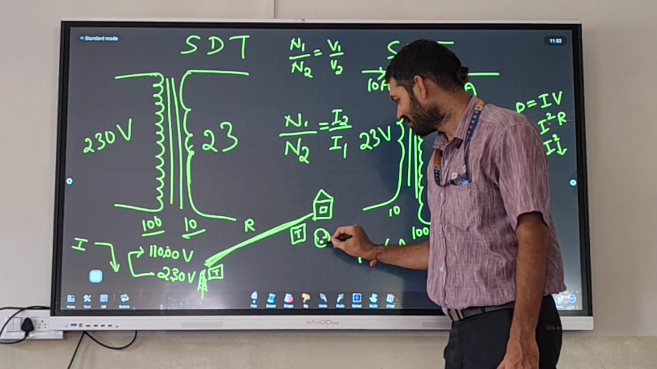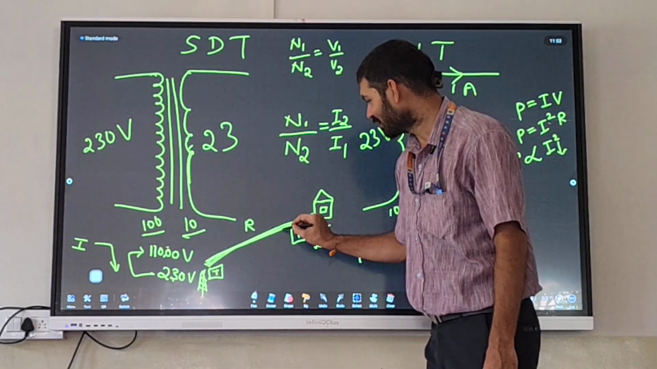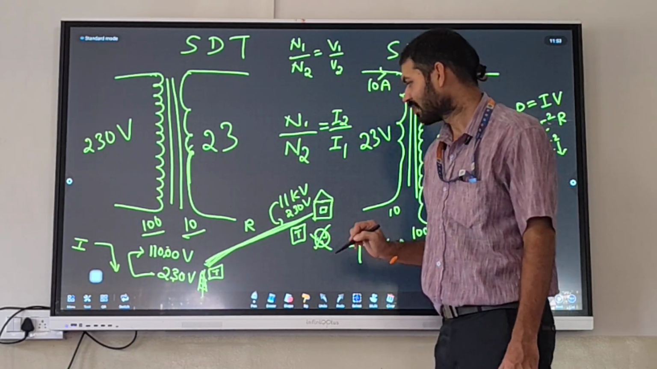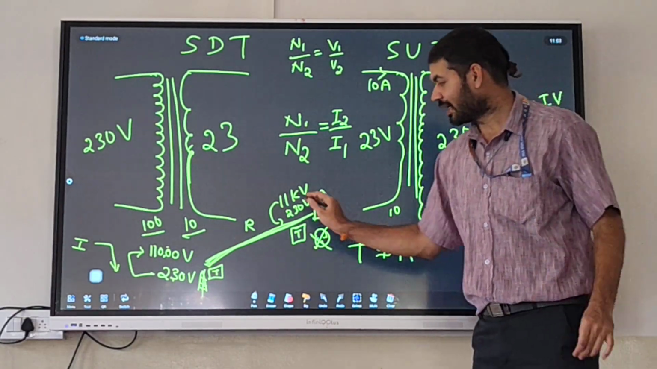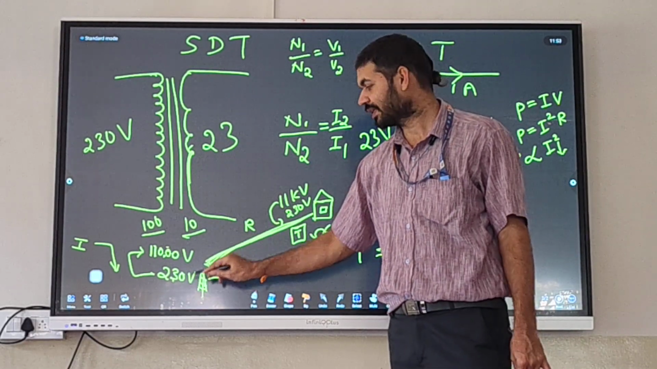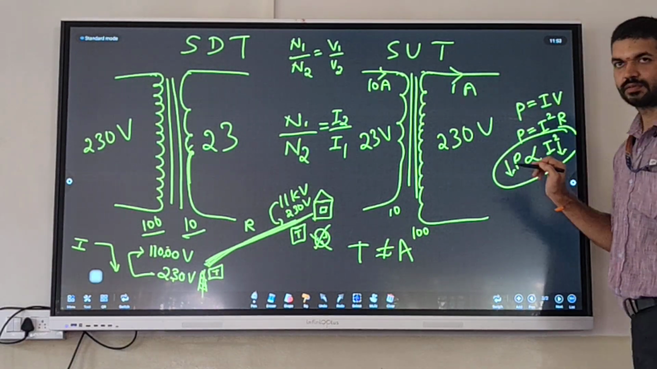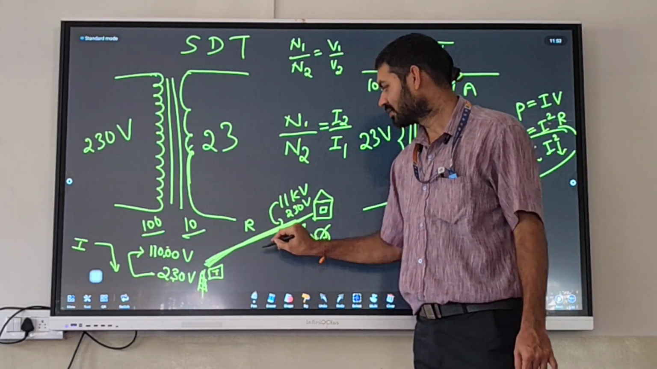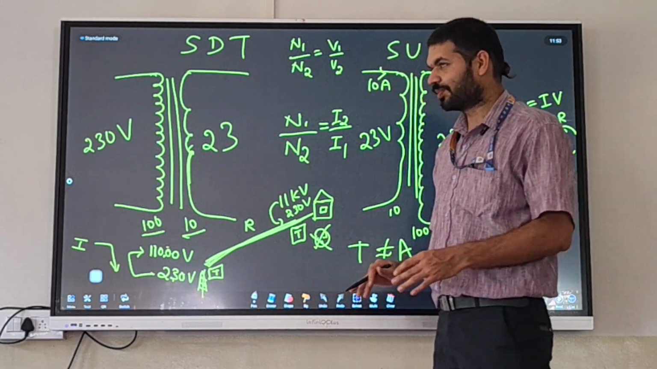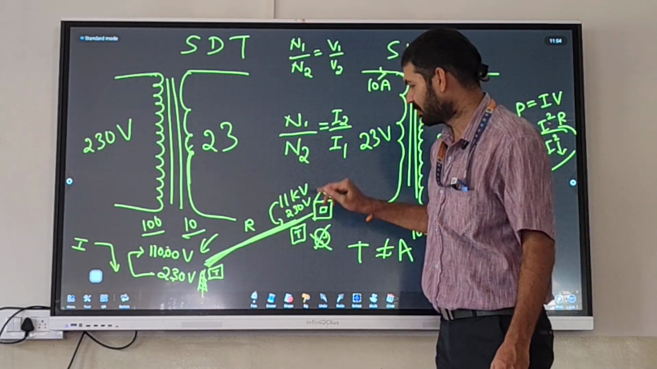That is nothing but 11K to 230 volts. Suppose we had not done 230 to 11,000, how much would the current be? More current is there. So more current, so more power loss. More power loss means efficiency will be down and we will receive less power. Therefore, to minimize the power loss, we use step up and step down.